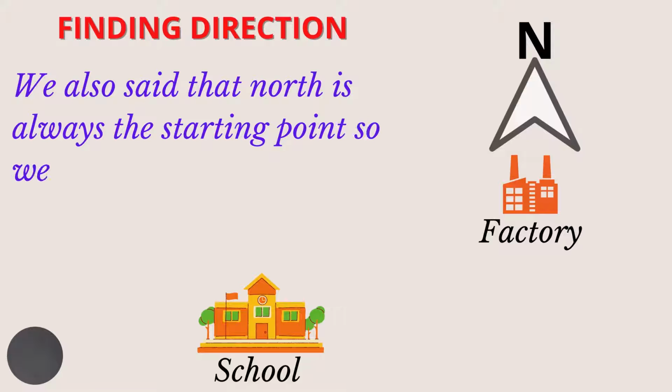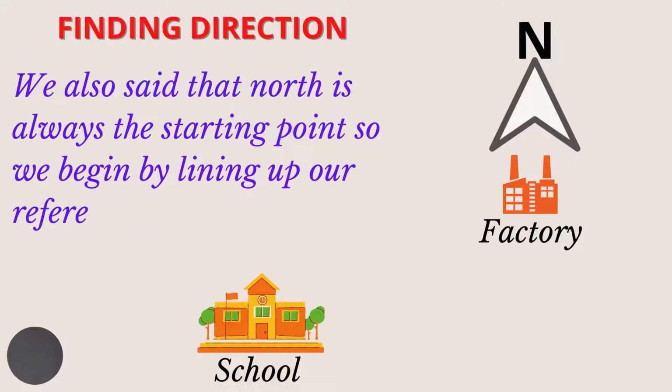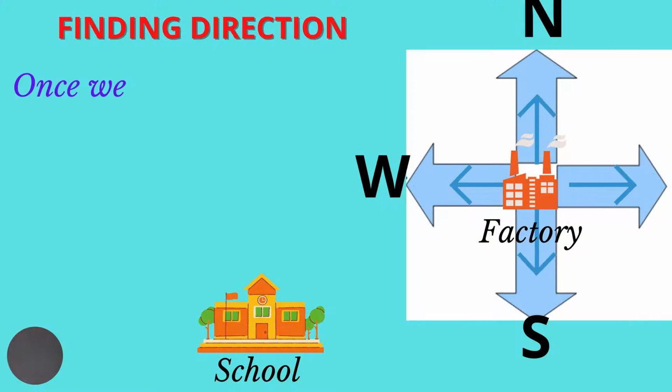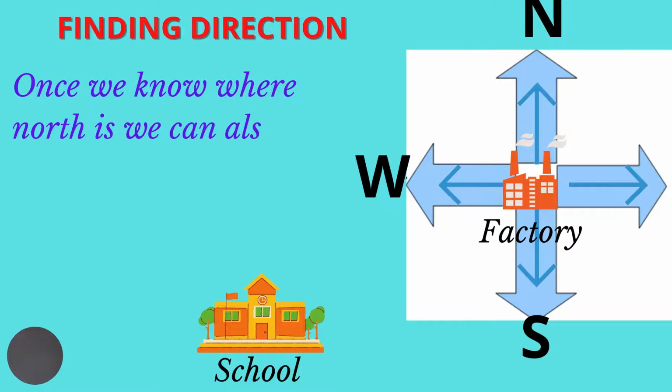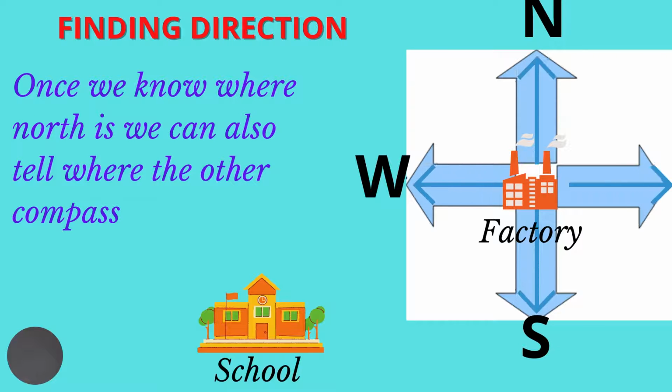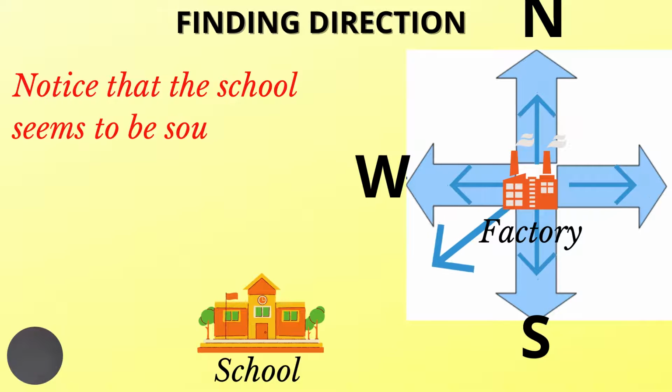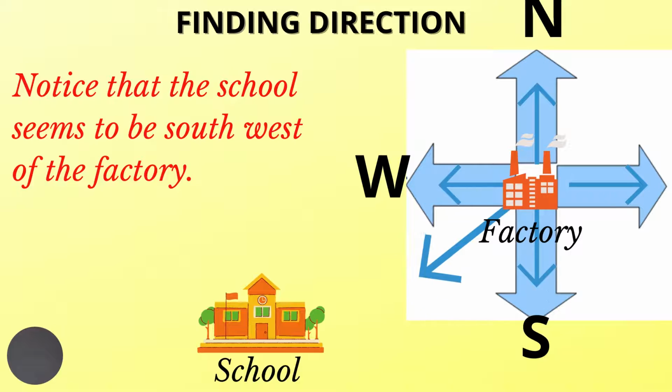Now, we already know that north is always the starting point. So we will begin by lining up our reference point, which is the factory, to the north direction. Once we know where north is, we can also tell where the other compass points are. Notice, therefore, that the school is located to the southwest of the factory.